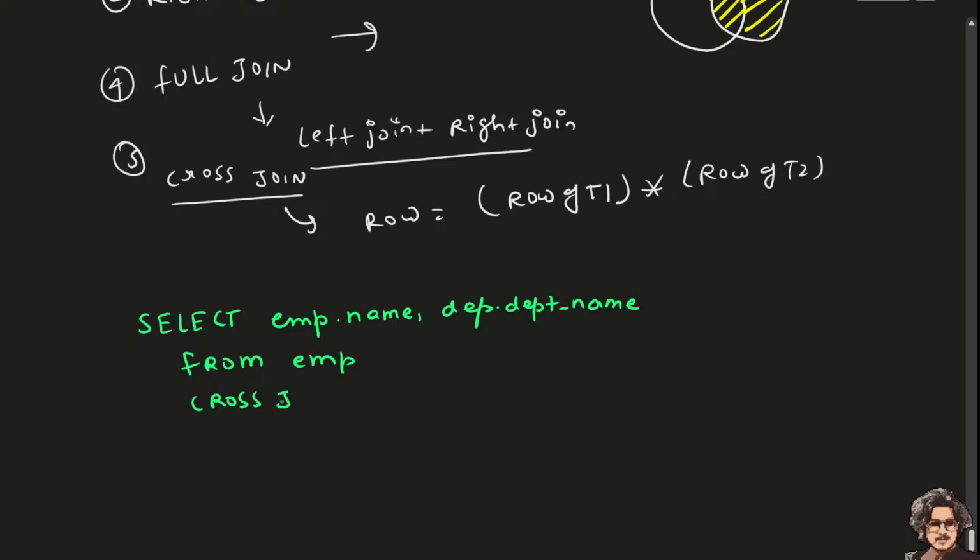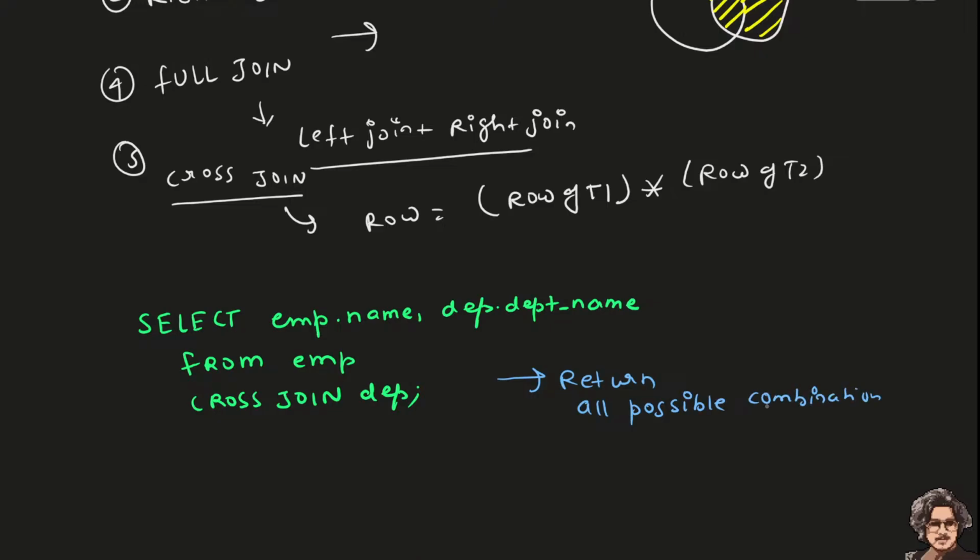Okay, cross join with this department. This is what this query will return. So after running it, what will it return? It will return all possible combinations of employee and department, pairing every employee with every department. So this is all about the joins we have.